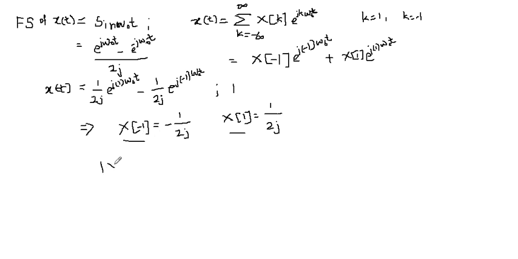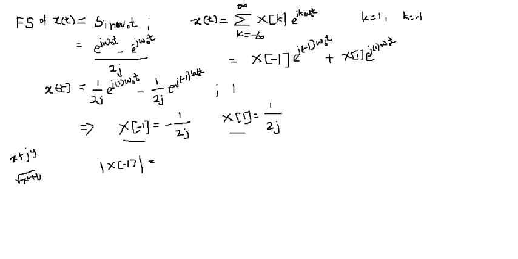So if I write, what is the magnitude of this X of minus 1? We know how to find the magnitude. The magnitude of X of minus 1 is the magnitude of minus 1 by 2j. So just as we can apply, if it is x plus jy, we know how to find its magnitude. It is x square plus y square.